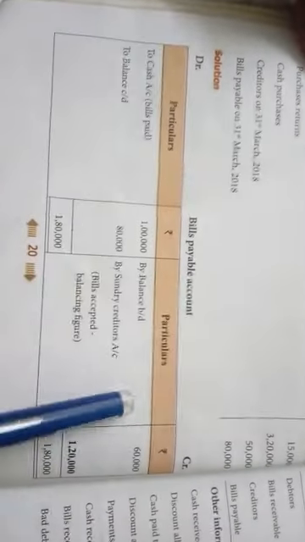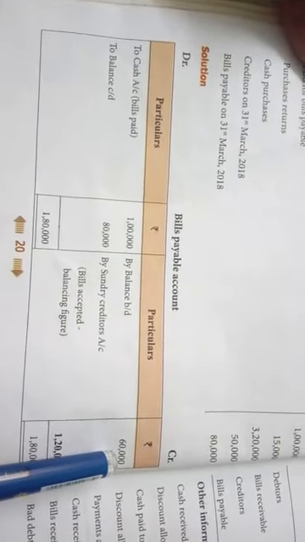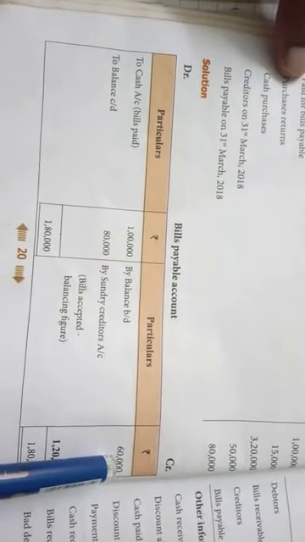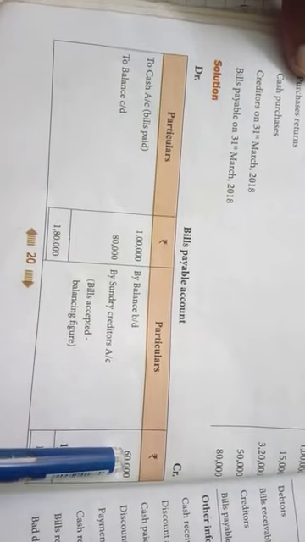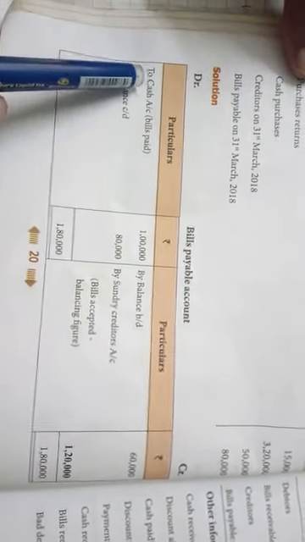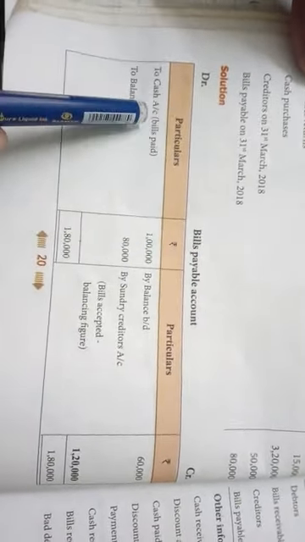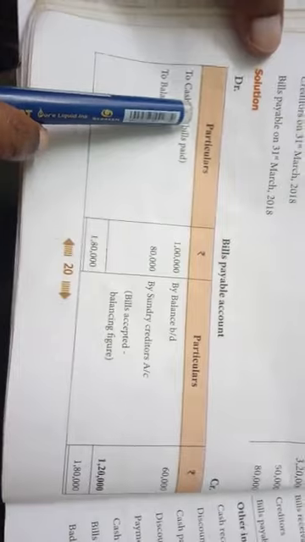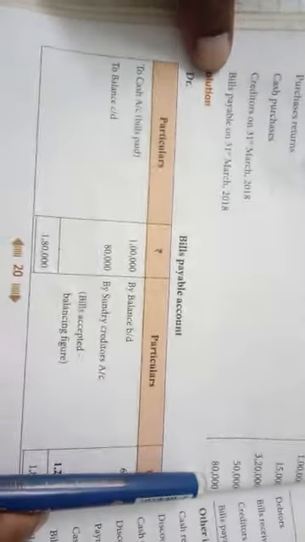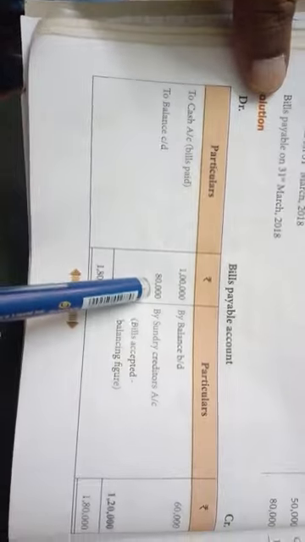See, opening balance of bills payable 60,000. Bills payable always shows credit balance. It should appear on the credit side by balance brought down. Then paid for bills payable. Cash paid for bills payable. Now bills payable account debit to cash. So bills payable account debit side to cash. Then closing balance of bills payable, 80,000, also appears on the debit side.